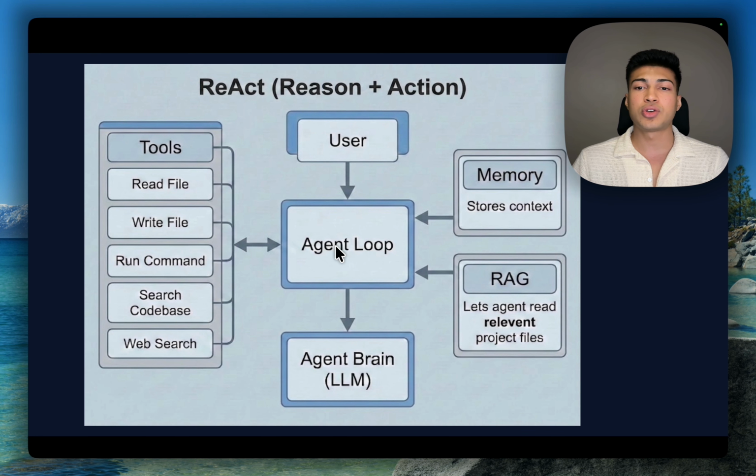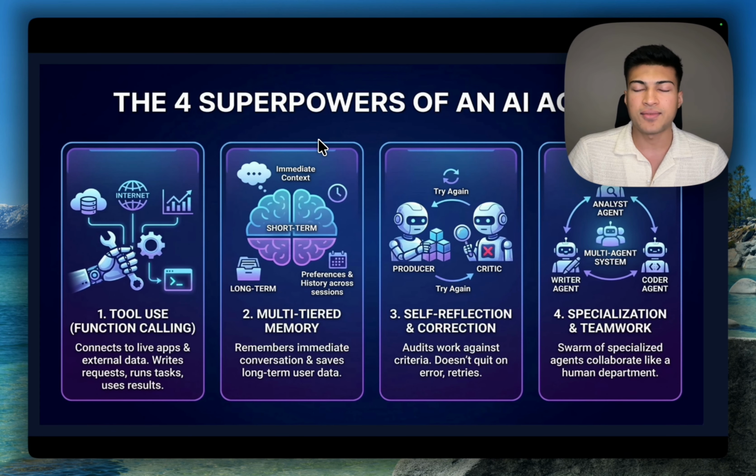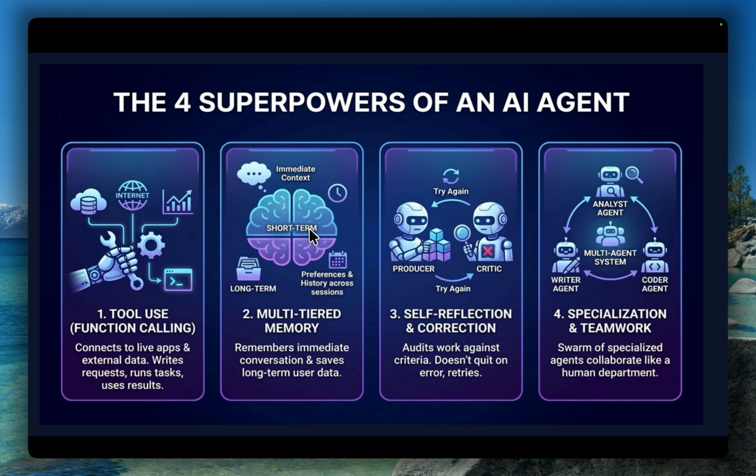And the agent also has memory, so it doesn't forget what it did 3 steps ago, so it doesn't do the same actions in an infinite loop. And RAG means we can provide relevant context to the agent. These are 4 superpowers of AI agents. Now, it's not necessary that all the agents will have all 4 of these superpowers. For example, not all the agents are multi-agent systems, right? So the first one is tool use or function calling.